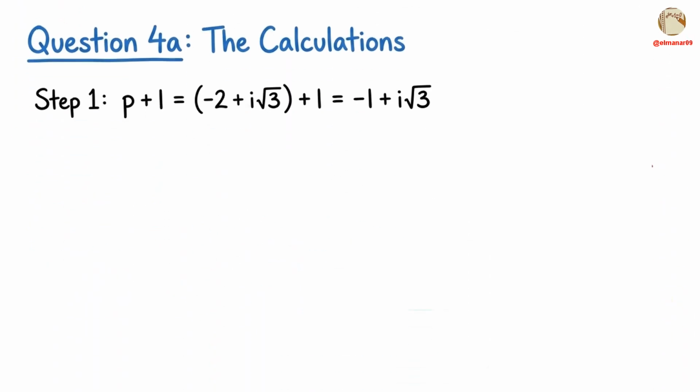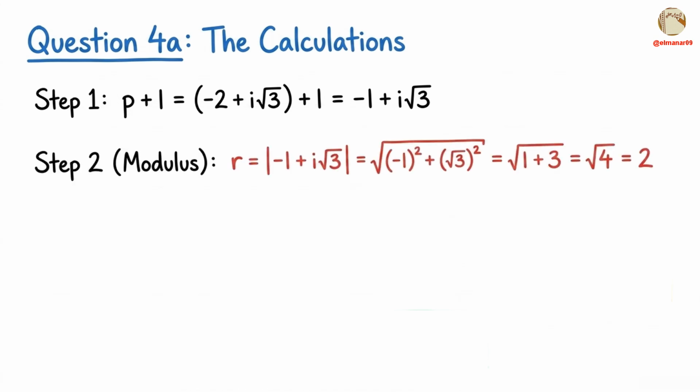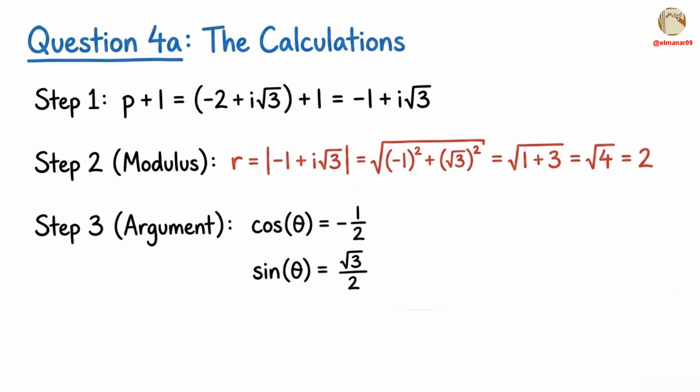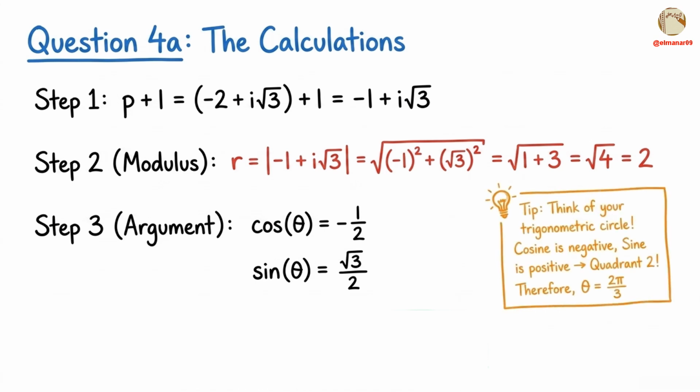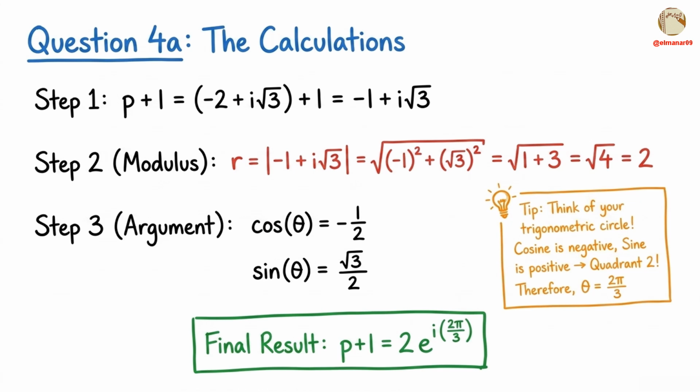Step by step. First, P plus 1 simplifies beautifully to -1 plus i times square root of 3. Next, we find the modulus is exactly 2. For the angle, we look at our trig circle. A negative cosine and positive sine put us right in the second quadrant. Our angle is 2 pi over 3. Putting it all together, we get the exponential form, 2 times e to the power of i 2 pi over 3. We've got our magnitude and our direction.